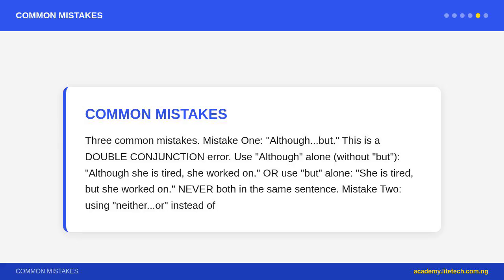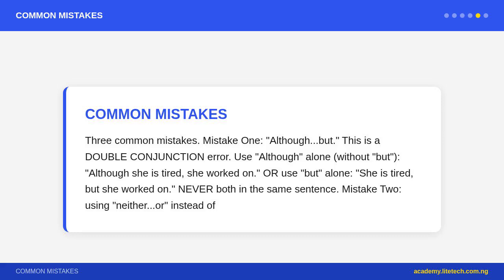3 common mistakes. Mistake 1. Although, but. This is a double conjunction error. Use although alone, without but. Although she is tired, she walked on. Or use but alone: she is tired, but she walked on. Never both in the same sentence.